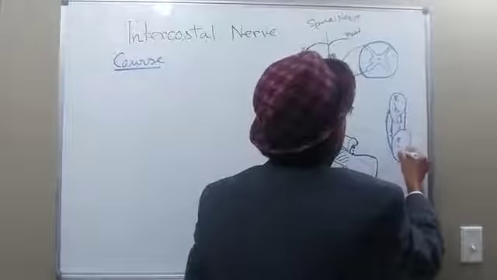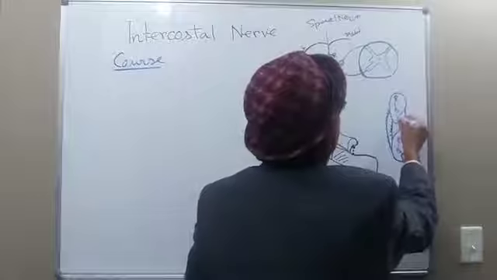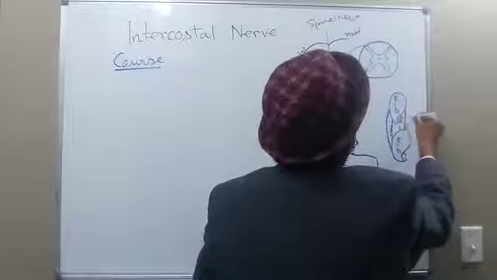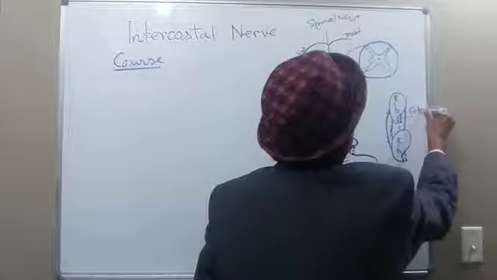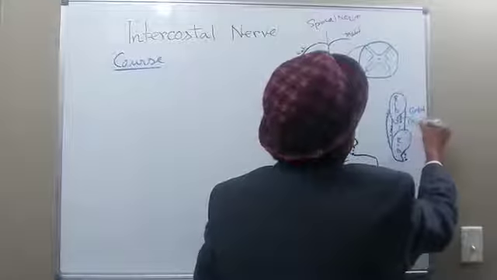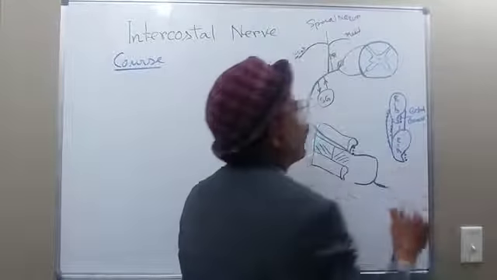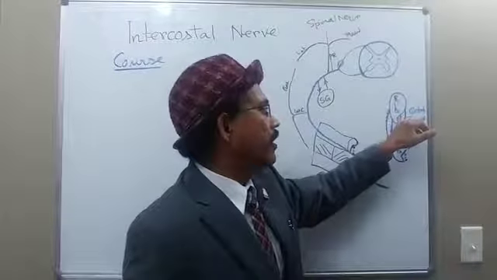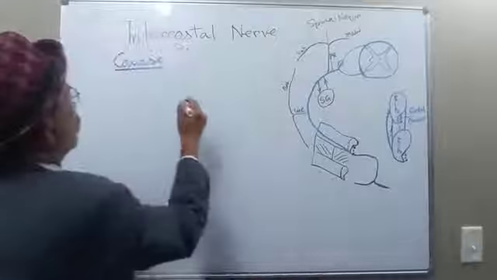This is another rib. This part is called the costal groove, and it contains the neurovascular bundle. We have the vein, artery, nerve.